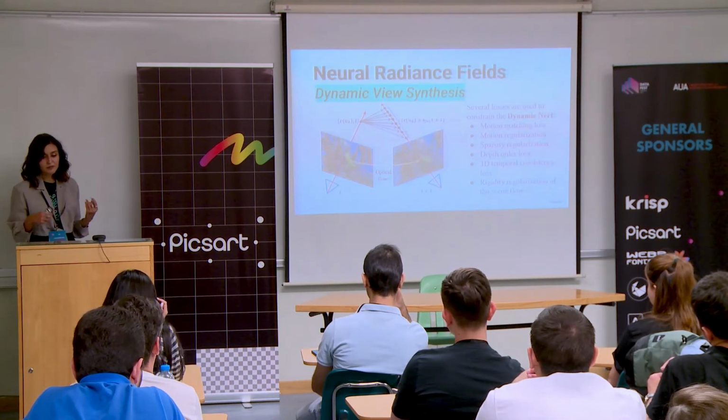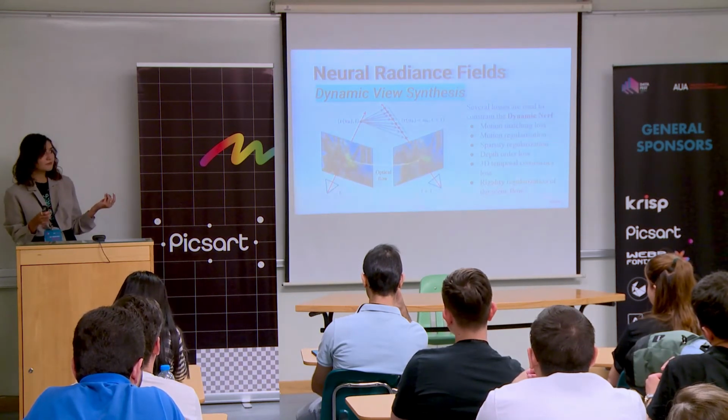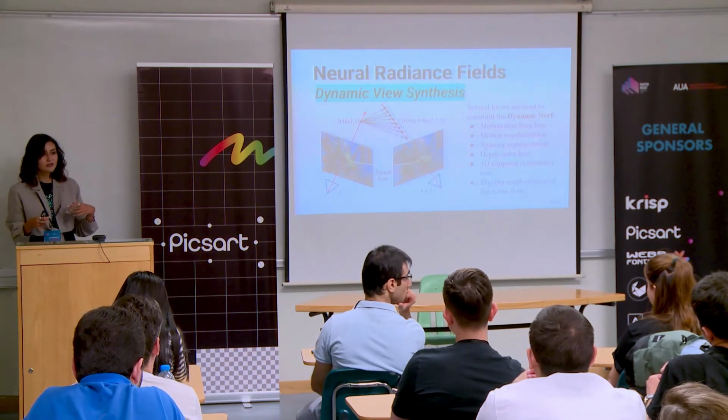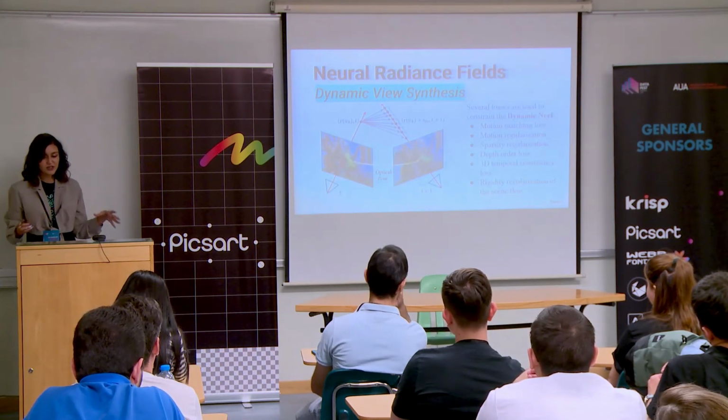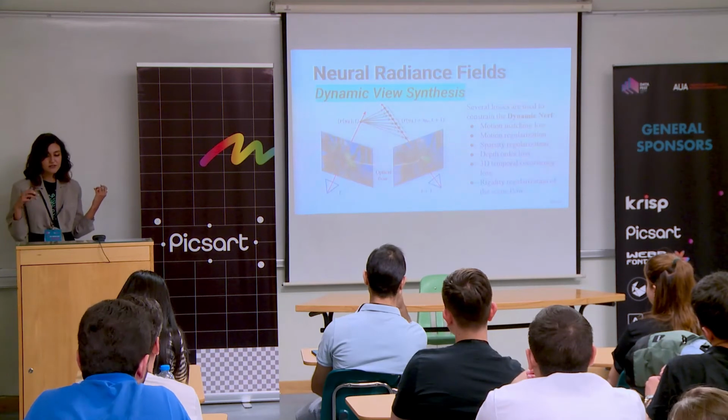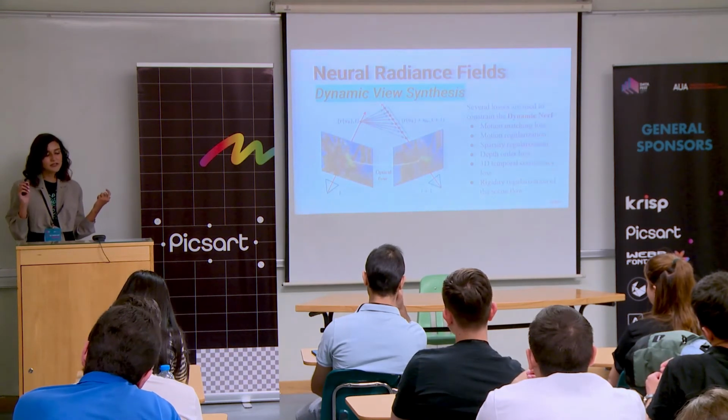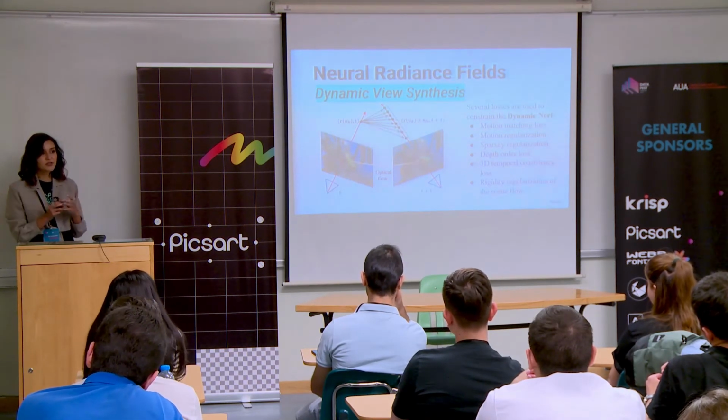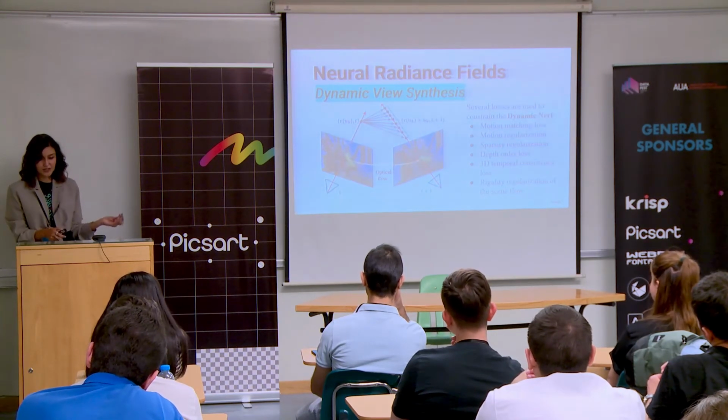Then we have 3D temporal consistency loss. This is what I talked about when you move the scene. You need to make sure that no objects crash and the objects stay in place. And rigidity regularization loss. This is a way to ensure that rigid objects do not end up crashing.